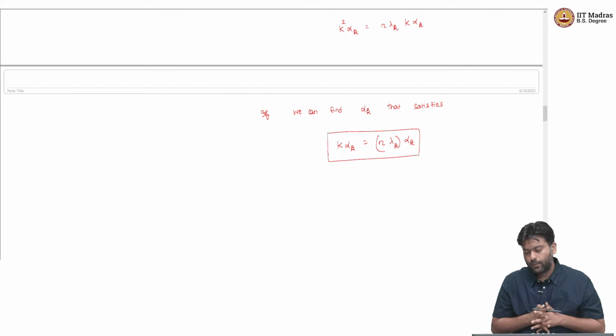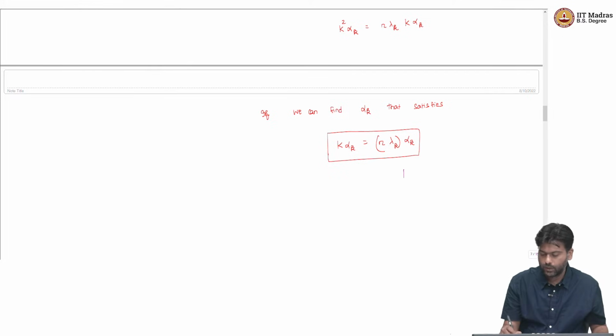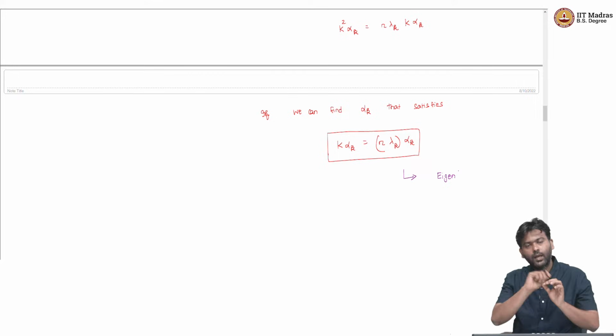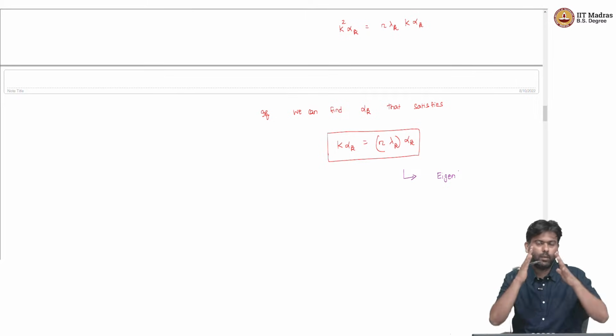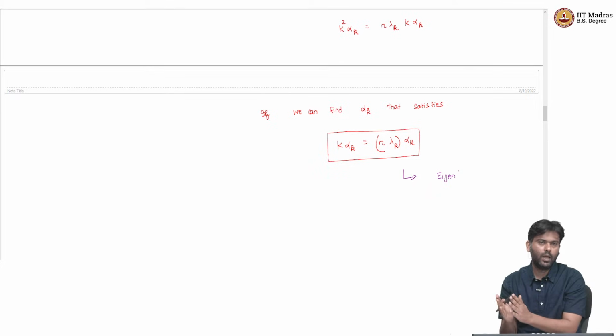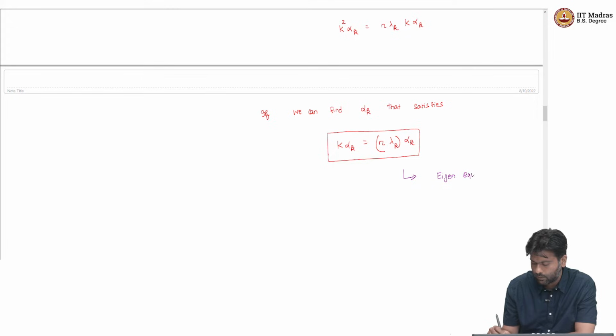Now, this looks like an eigenequation. In fact, this is an eigenequation. Basically, we are saying that if you take alpha k, whatever it is, and apply this K matrix to this alpha k, it has to scale this alpha k by n times lambda k. So, if I can find such an alpha k, then I am done. So, this is an eigenequation.